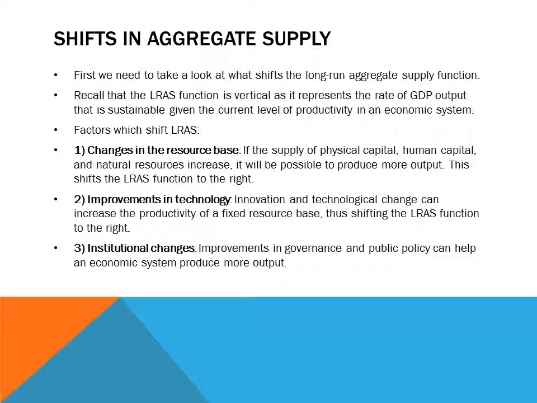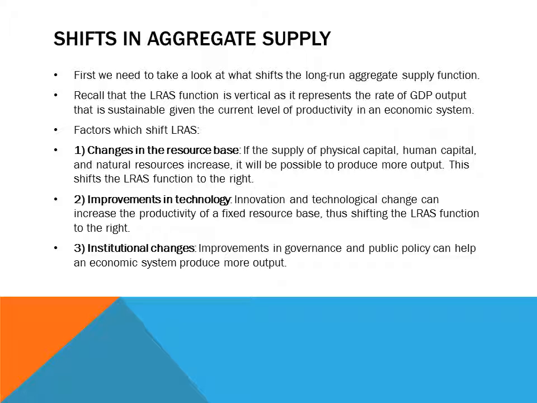Also, we could have improvements in technology. So innovation and technological change can increase the productivity even if we have a fixed resource base. This causes a shift to the right of the long-run aggregate supply function.